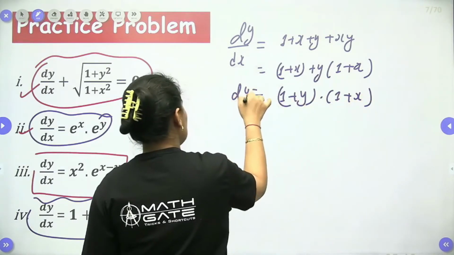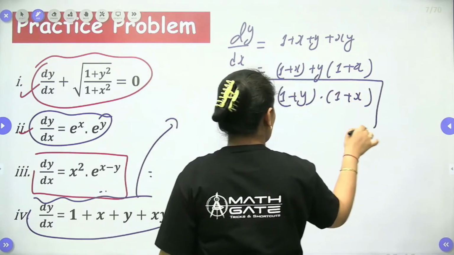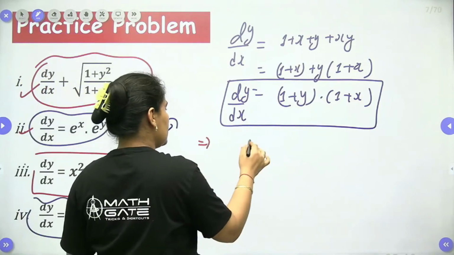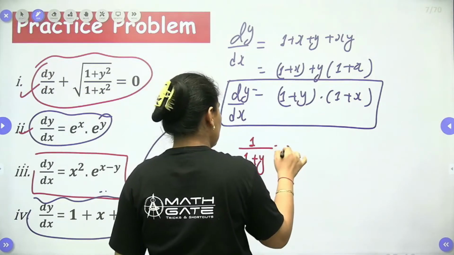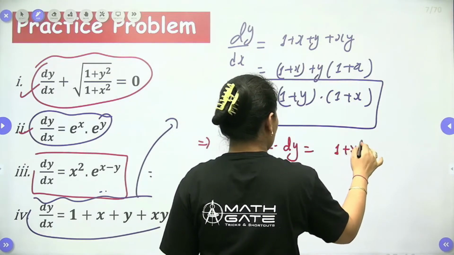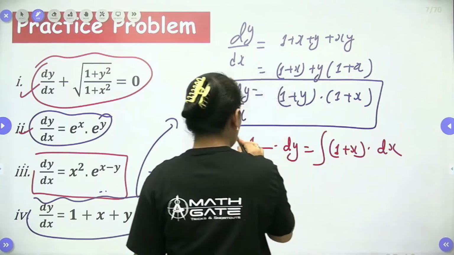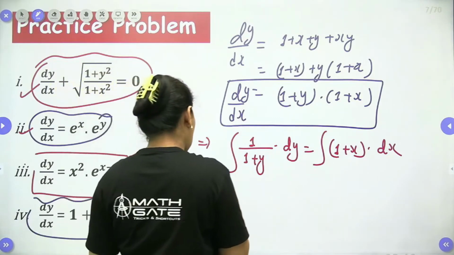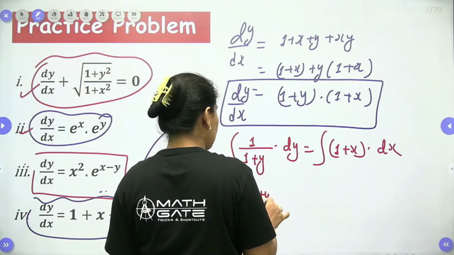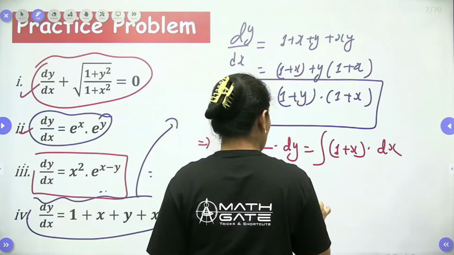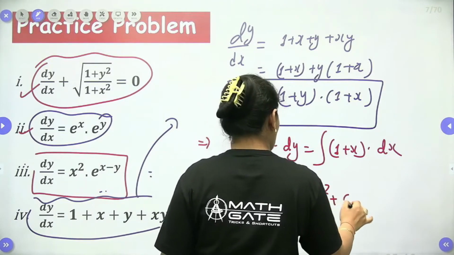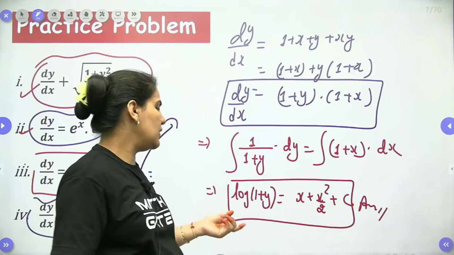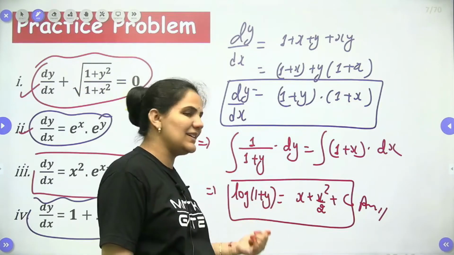Now exactly we have a question like this: dy by dx is equal to 1 plus y into 1 plus x. So when we approach it, it will be, dear students, 1 by 1 plus y into dy equals 1 plus x into dx. Let's integrate both the sides. We know very well the integration of 1 by x is nothing but log x only. So you can write it as log of 1 plus y only. The integration of 1 plus x is nothing but x plus x square by 2 plus c only. Now you can leave it here only because we don't have options. More and more if you want, then you can write the complete form in e to the power x.